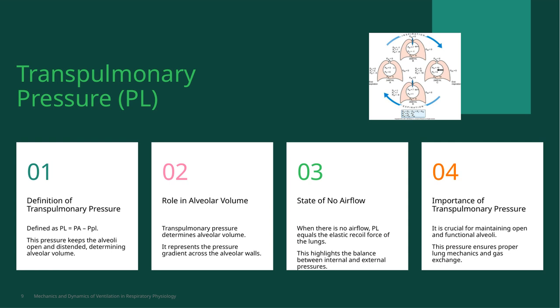When we talk about the state of no airflow, such as at the end of a breath hold, PL equals the elastic recoil force of the lungs. This shows us that, in equilibrium, internal and external pressures balance out, maintaining the alveoli's shape. The importance of transpulmonary pressure cannot be overstated. It's crucial for keeping the alveoli open and functional, which is essential for effective gas exchange. Without the right transpulmonary pressure, alveoli could collapse, impairing our ability to breathe efficiently. So, understanding this pressure helps us comprehend how the lungs mechanically operate to keep us alive and well.